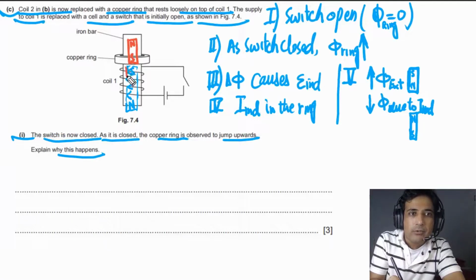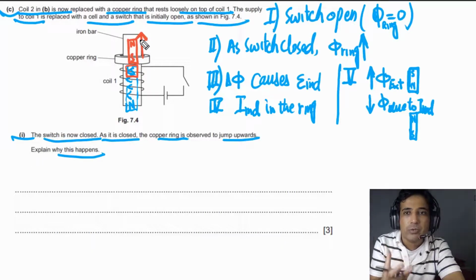Now if you look at these two poles, the magnetic field of the coil and the magnetic field induced in the copper ring have the same pole at the same point. So we have south pole here, we have south pole here. So these two same poles will repel each other. So it means there will be force on this ring in upward direction. That's all you need to understand.